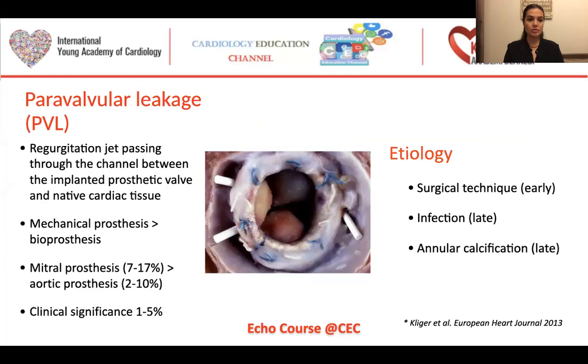Let's start with the definition of paravalvular leakage. Paravalvular leakage is the regurgitation jet passing through the channel between the prosthetic valve and the native cardiac tissue. We commonly see PVL in mechanical prostheses and at the mitral position. 1 to 5% of PVLs have clinical significance.